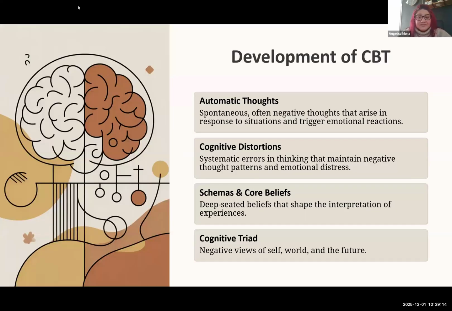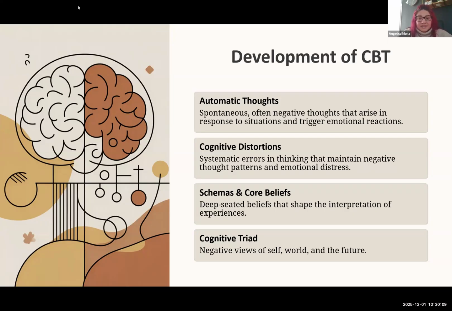The idea is that automatic thoughts are spontaneous, and they often arrive in response to situations that trigger emotional reactions. That is one of the core ideas behind this model. And then we can also take a look at cognitive distortions. These are systematic errors in thinking that distort reality and maintain emotional distress. We'll talk about some specific examples of that in the next few slides.